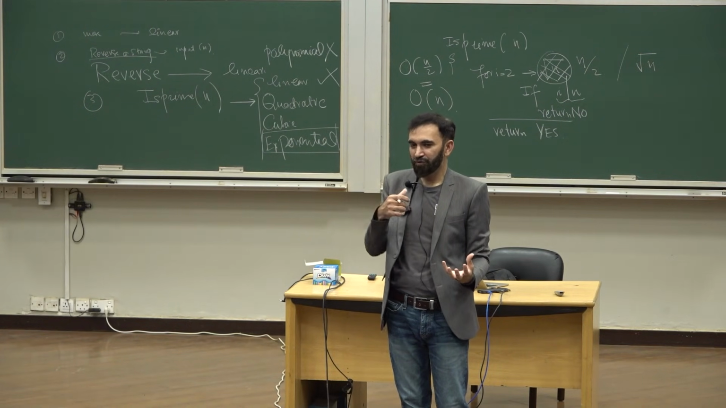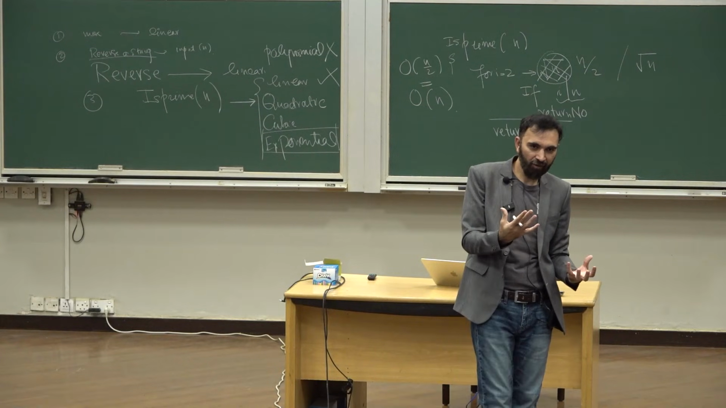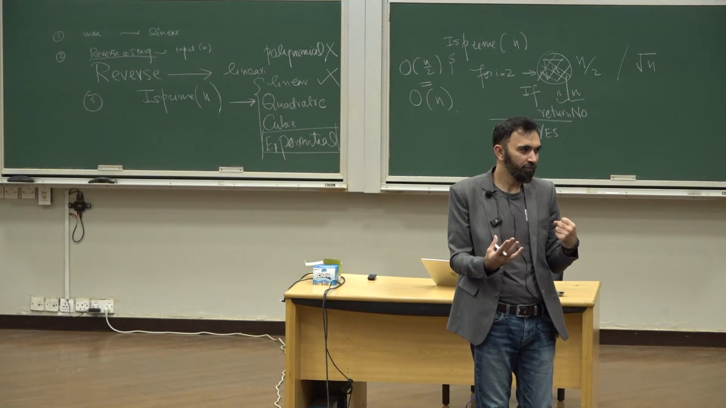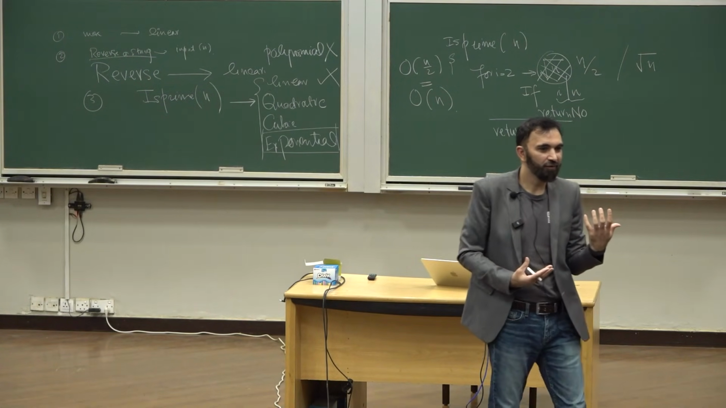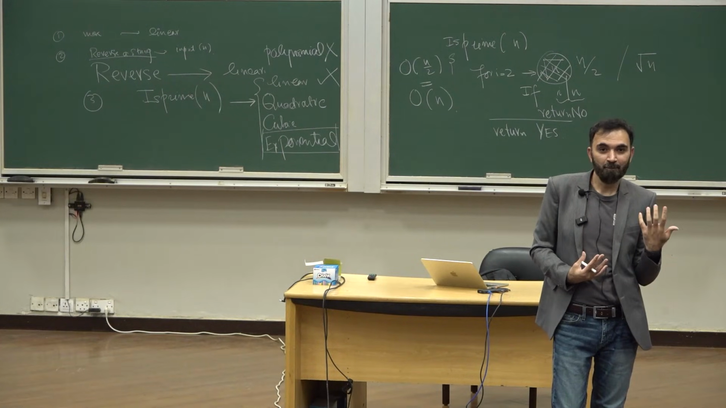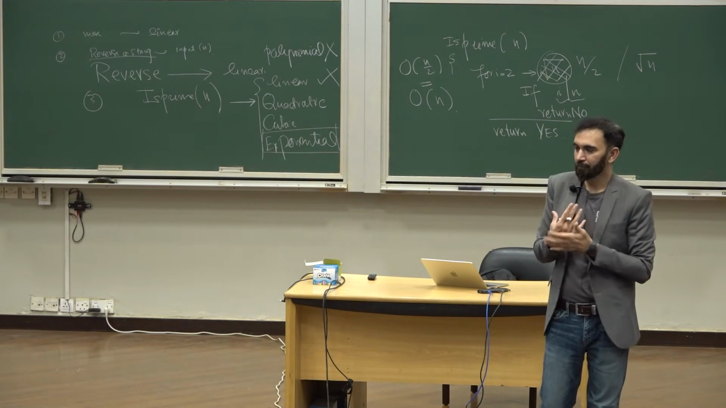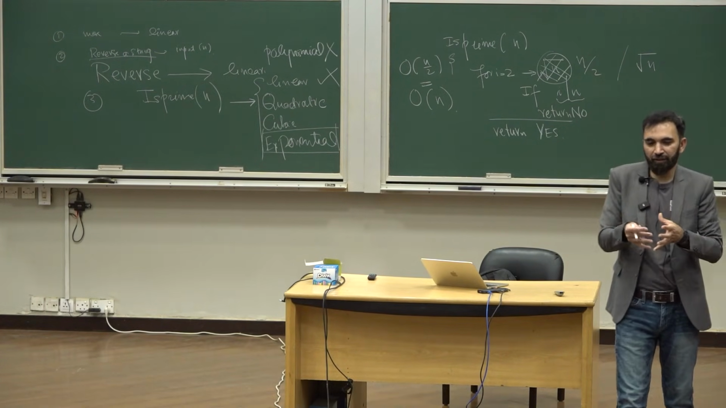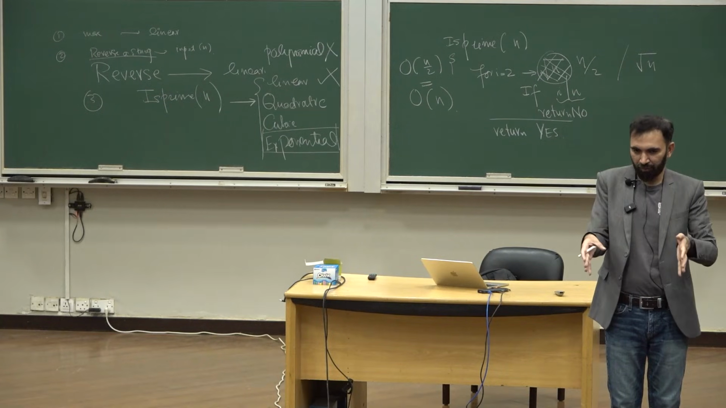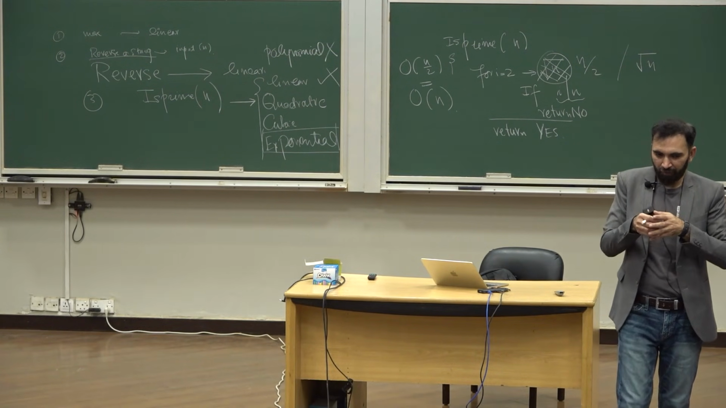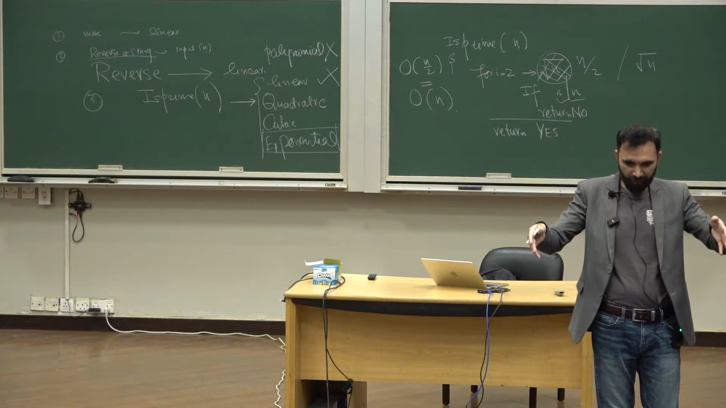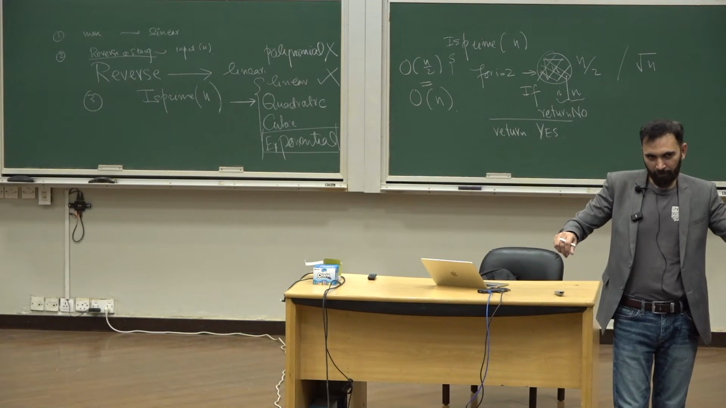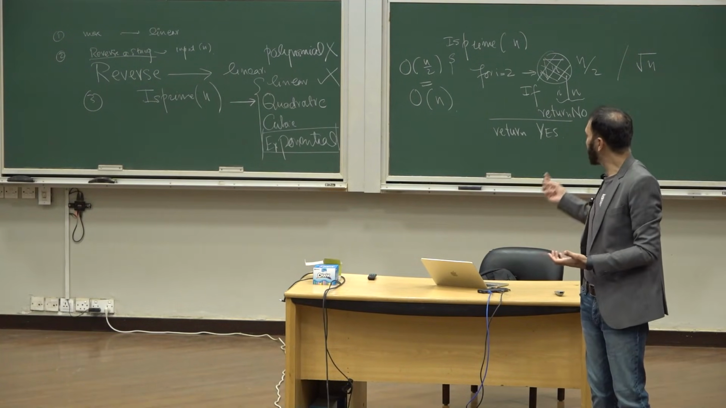Okay? So your input here is a number n, right? What's the size of the input? What's the size? The size is the amount of memory you need to write down the input, right? So if you have a list of numbers, it's the amount of memory that's required to write down that list. Okay? What's the amount of memory you need to write down a number n?